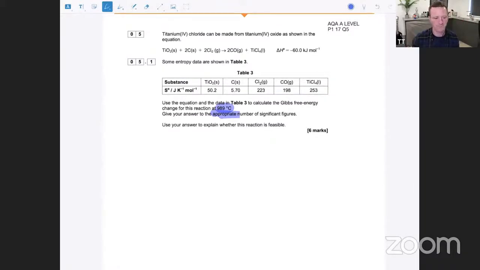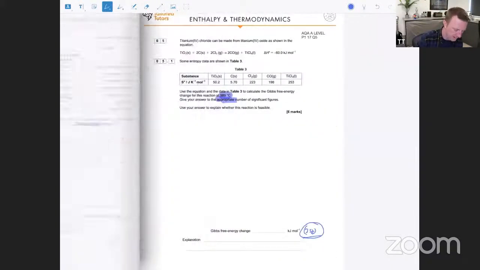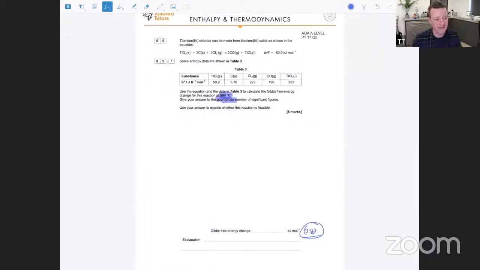Oh, sorry. What was the answer to the previous question? The answer to the previous question was minus 388 kilojoules per mole. Does 0 or less on delta G mean it's feasible? It does indeed.